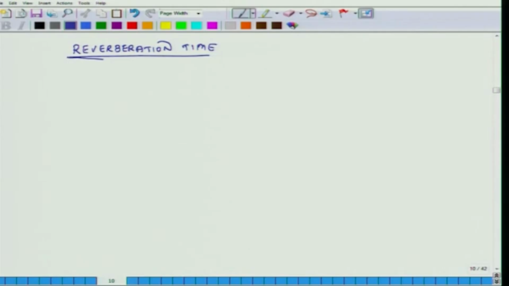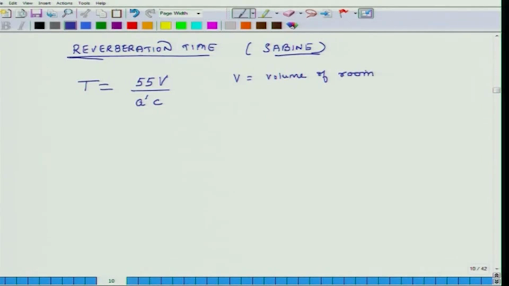At least in this lecture, I am not going to give you a lot of theoretical background, but the relation for this was developed by one scientist or acoustician. His name was Sabine. So that's why the relation which we use to calculate reverberation time of a room is known as Sabine's relation, and the relation is pretty simple. T equals 55 V over A prime C. What is V? V is the volume of the room.